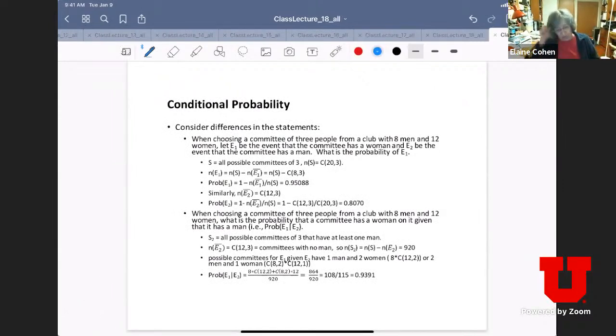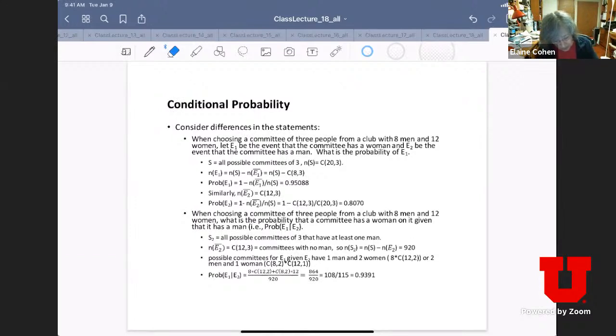Good. So let's consider the differences in the statements of when you're choosing a committee of 3 people from a club of 8 men and 12 women. Let E1 be the event that it has a woman. E2 be the event that it has a man. What's the probability of E1? Well, the probability of E1 that it has a woman is 1 minus the probability that it has no women, because when you say it has a woman, it could have 2 women or 3 women. That's the at least one.